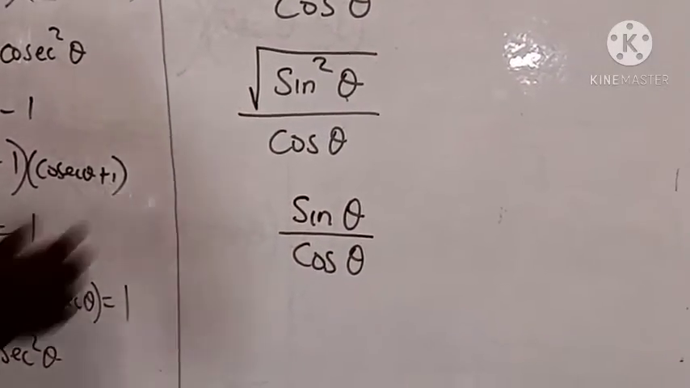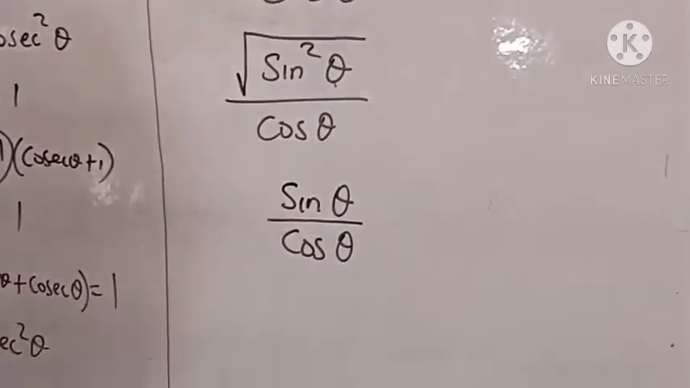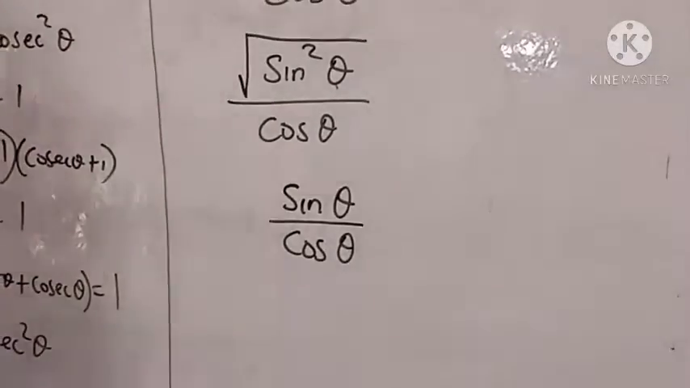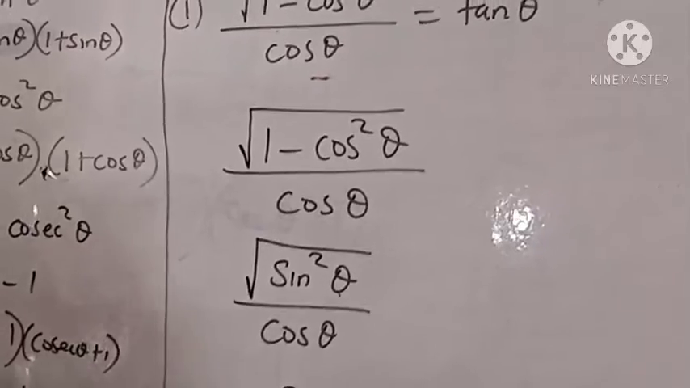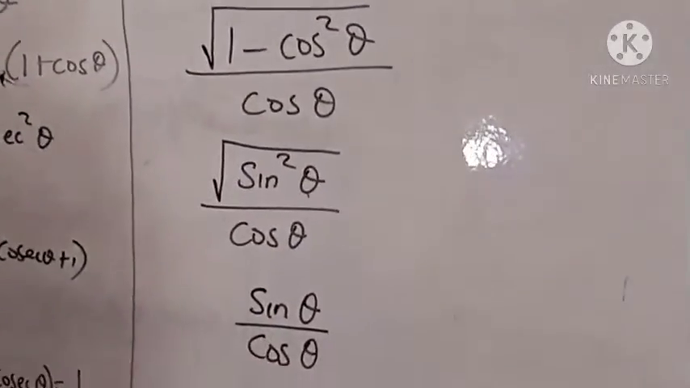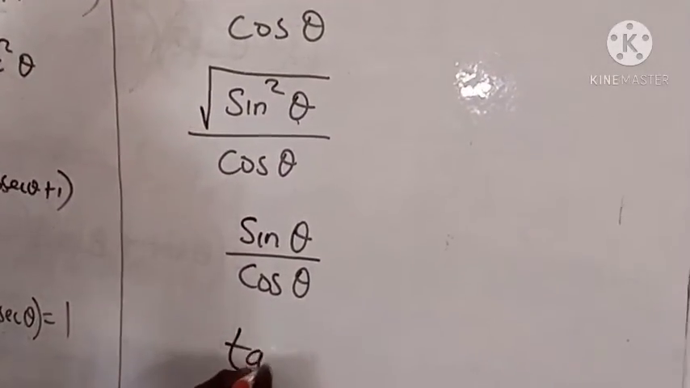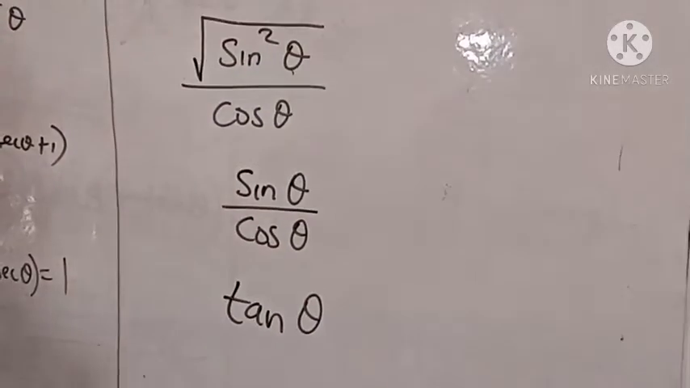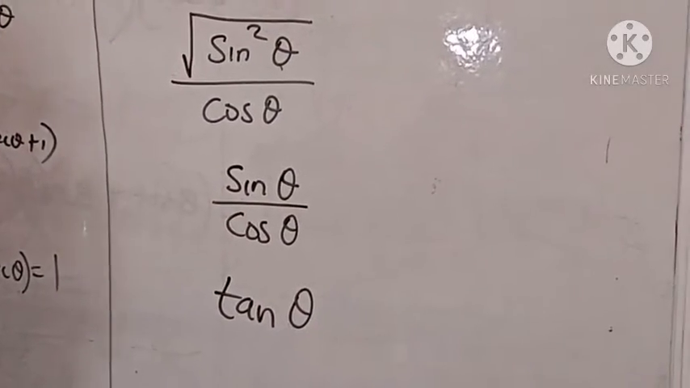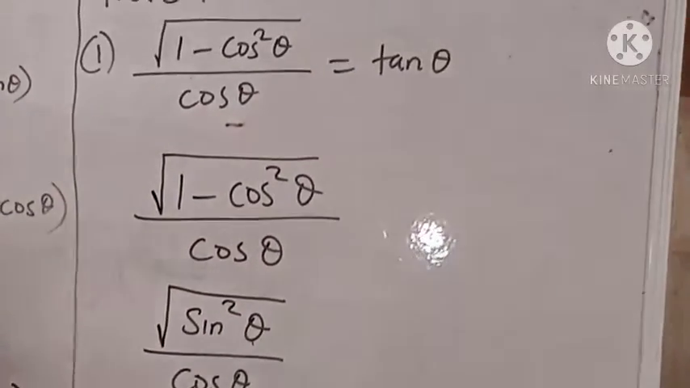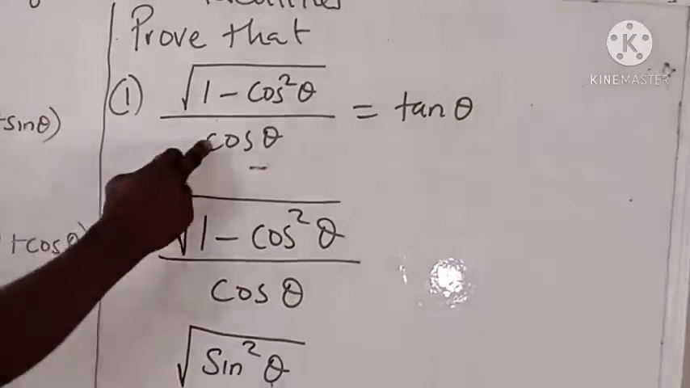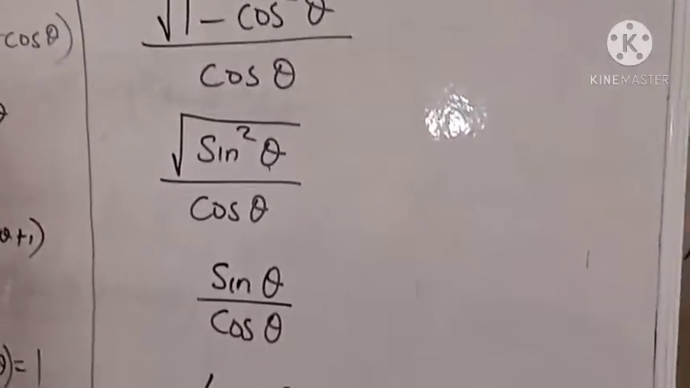The square root of sin squared theta is sin theta, the denominator remaining. From our basic ratios, sin theta over cos theta gives tan theta. We've been able to prove that the square root of 1 minus cos squared theta over cos theta gives tan theta.